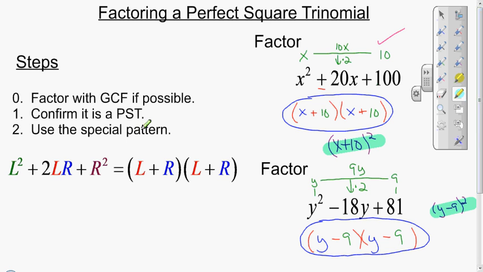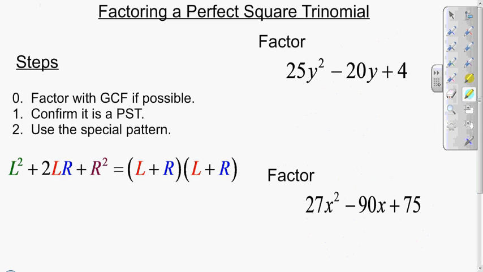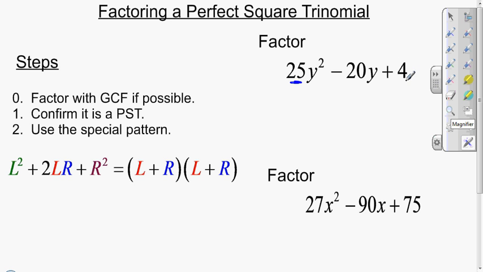Okay, so let's move on to a couple more examples. This one's a little different looking because we see here the first coefficient's not 1 anymore. So let's take a look if we can factor with a GCF. There's not a y in every term, so there's no y GCF. And 25, 20, and 4, their GCF is 1, so there's not really a greatest common factor of note.